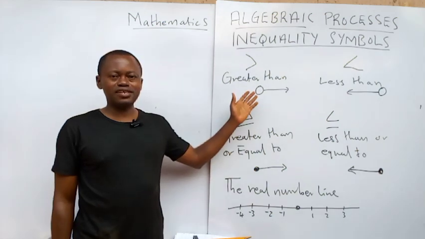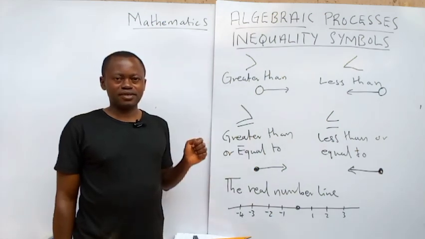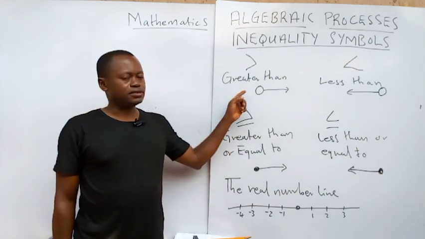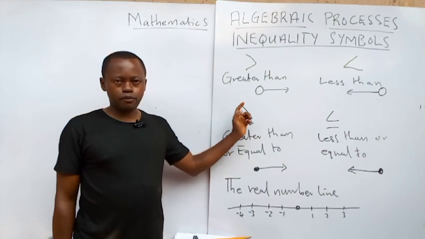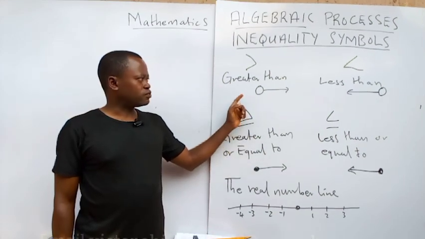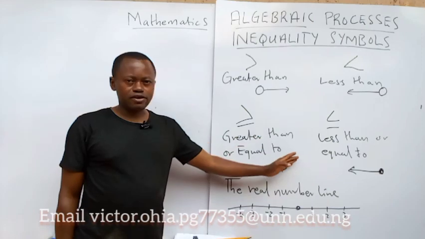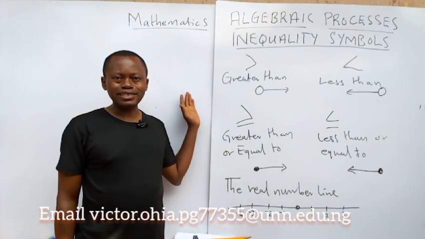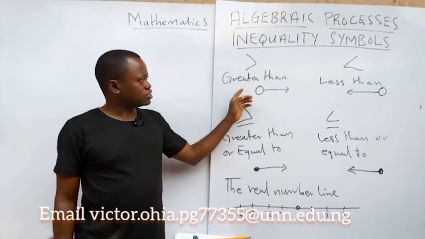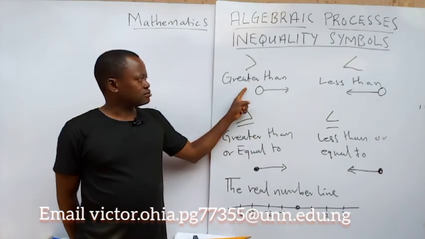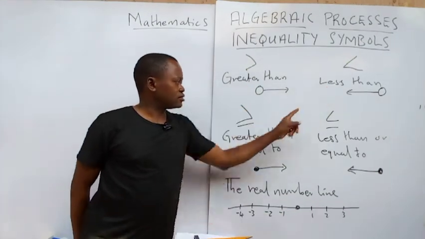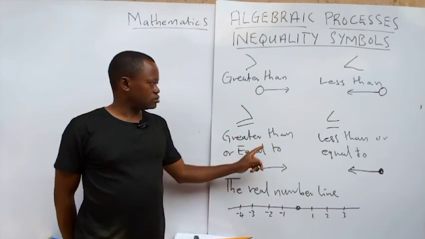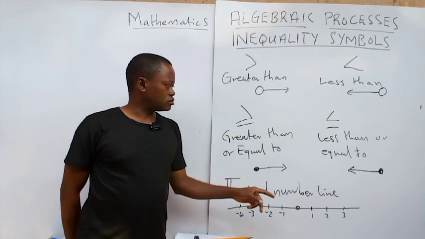We are looking at linear inequality, and it is under algebraic processes. These are the linear inequality symbols we are going to be deploying while handling inequality problems. Take, for instance, this is greater than, and this is less than. This is greater than or equal to, and this is less than or equal to.